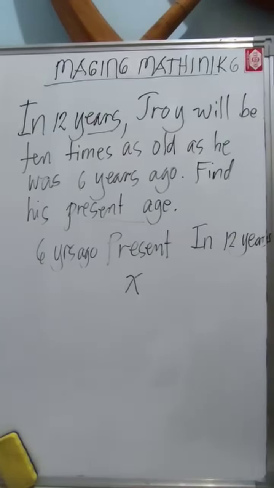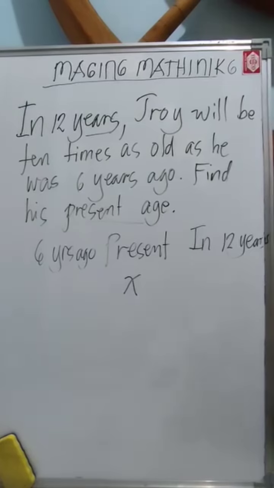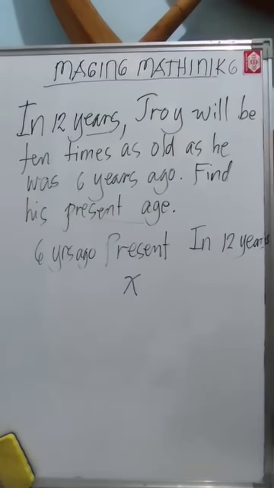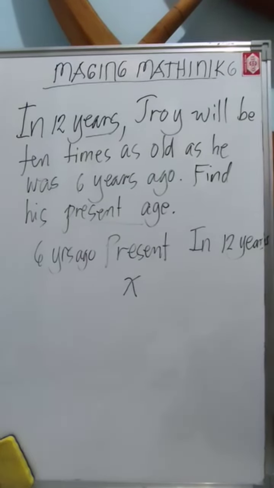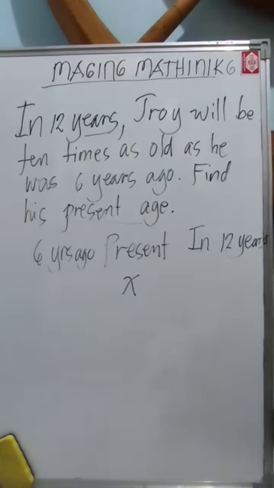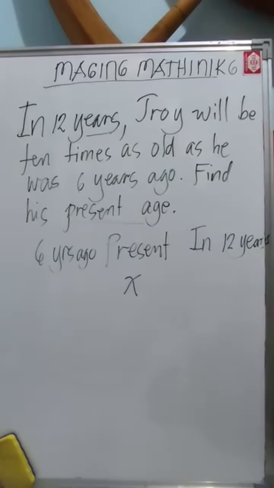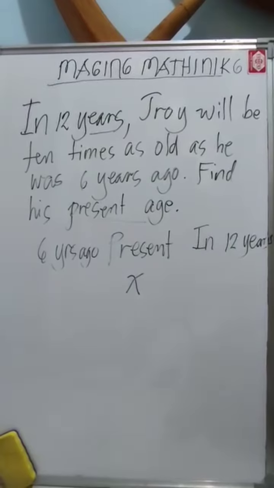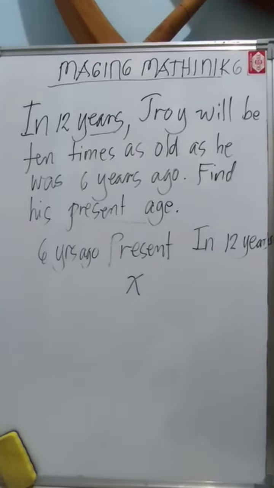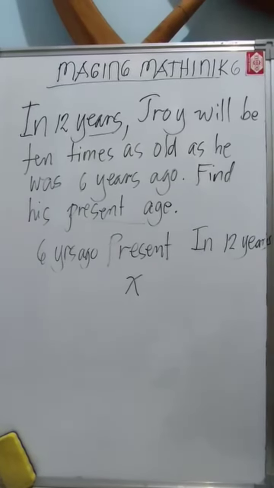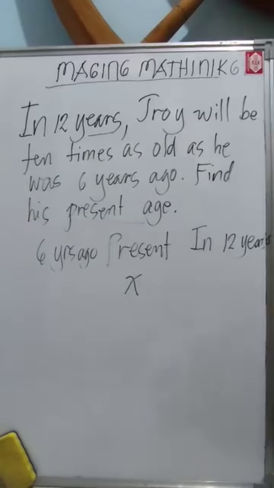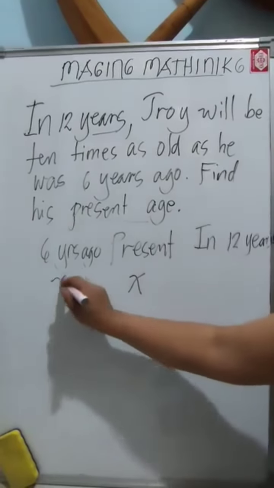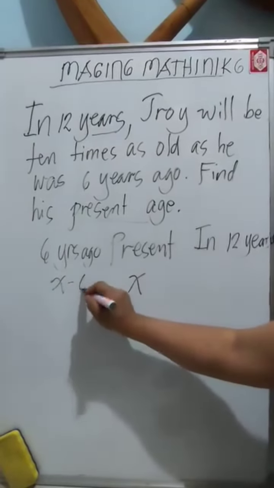So what would be your age 6 years ago? Will you have to subtract from your age at present, or will you have to add? That was your age several years ago. So it is expected that it's lower than your present age, and practically you have, of course, to subtract the number of years from your present age. So in this case, we represent that as x minus 6.